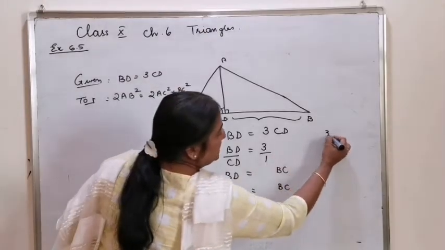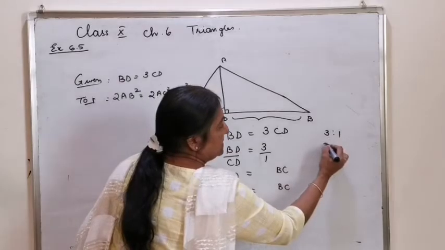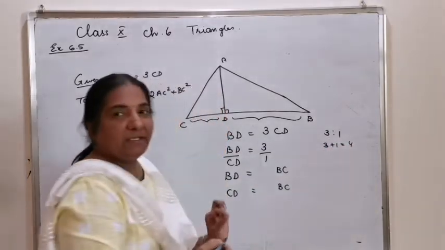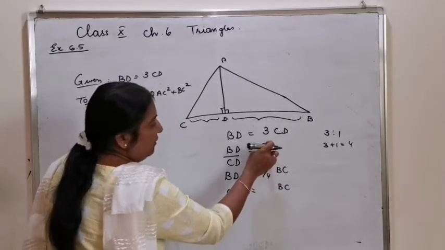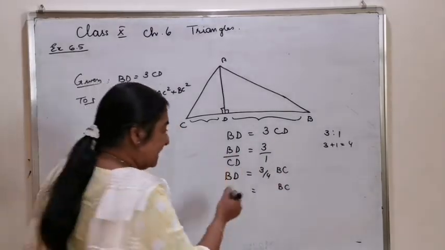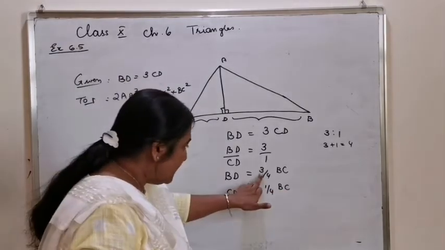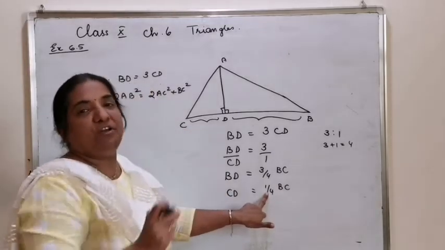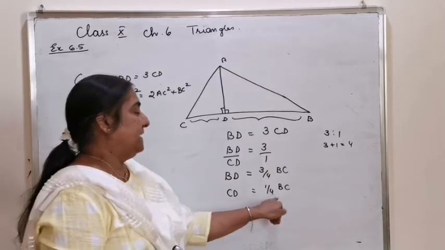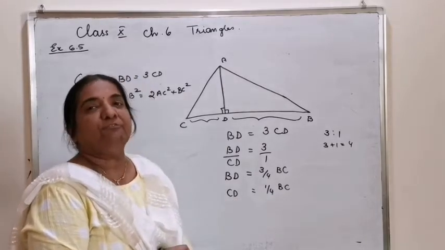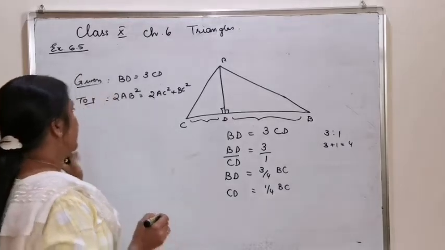How do you find out? The ratio is 3:1, which means that the sum of the values is 3 plus 1, 4. That is, BD occupies 3/4 of BC and CD occupies 1/4 of BC. That is, 3/4 plus 1/4 is whole of BC. BD is occupying 3/4 of BC and CD is occupying 1/4 of BC. This concept is needed to prove this proof.